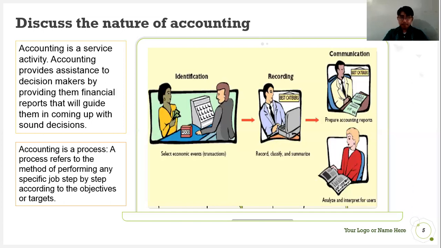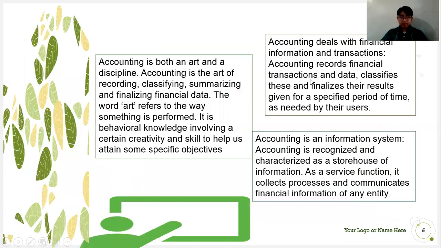So the next one, accounting is a process. Tandaan. So based from the definition kanina, sinabi ko nga na isa itong proseso. When we say proseso, may step-by-step po na ginagawa. So a process refers to the method of performing any specific job step by step according to the objectives or target. So another nature of accounting is both an art and a discipline.